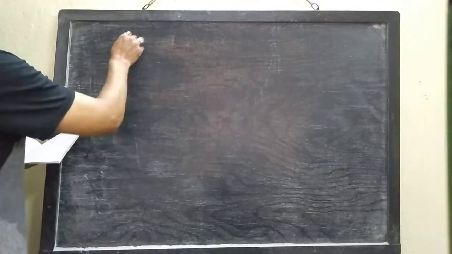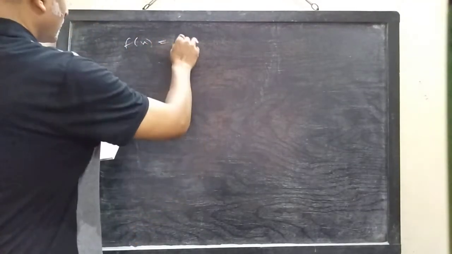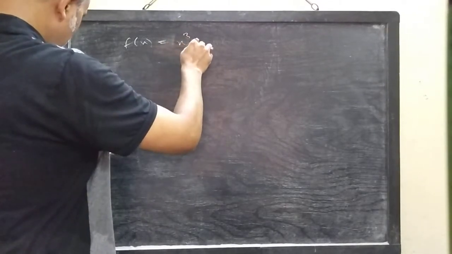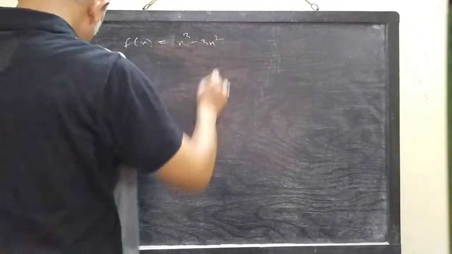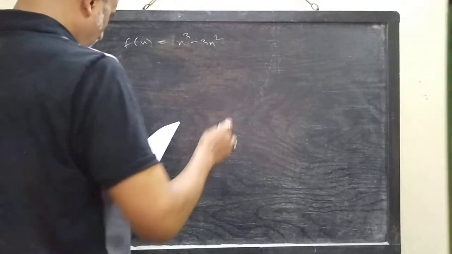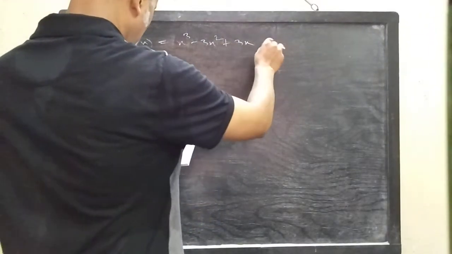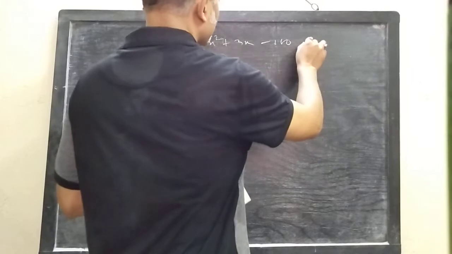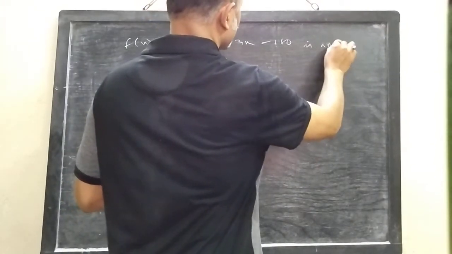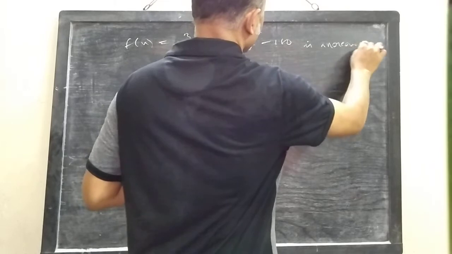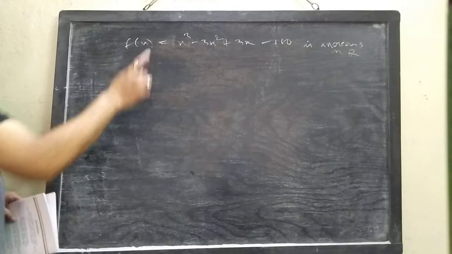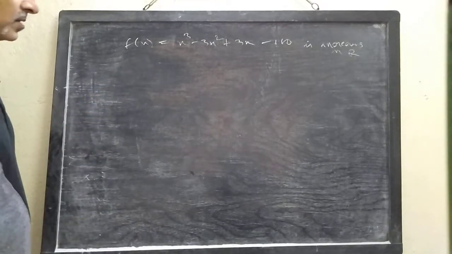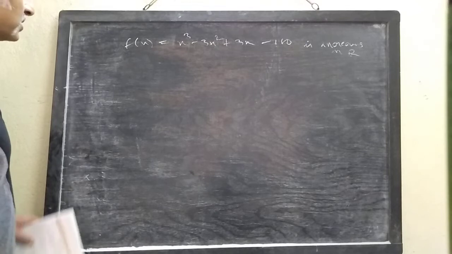The question is, prove the function f given by f(x) = x^3 - 3x^2 + 3x - 100 is increasing in R. Look, here the domain of f is R because it is a polynomial function defined for all real numbers x.